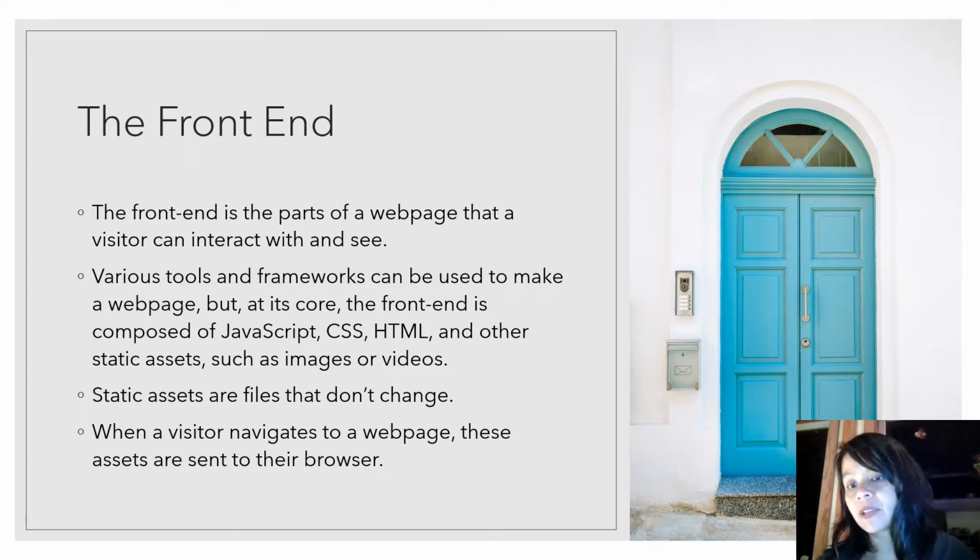If you have taken Info 2105 and 2106, we worked exclusively in the front end. We learned HTML and CSS and JavaScript to create the front end part of your web app or your website. So we use things like images and videos maybe, and HTML pages, CSS pages. These are static assets. Static assets are files that don't change. Basically, when a visitor navigates to a web page, these assets are then sent to their browser from the web server.